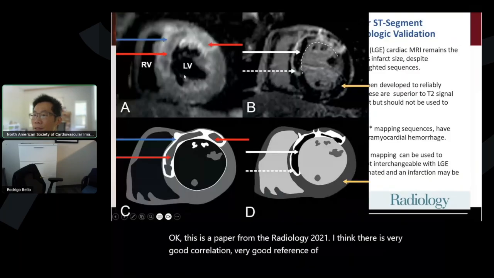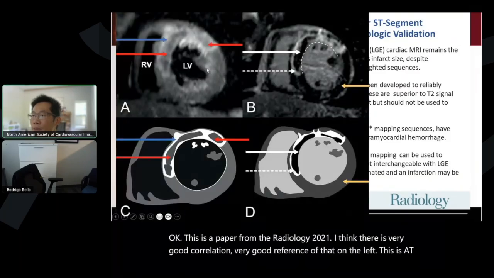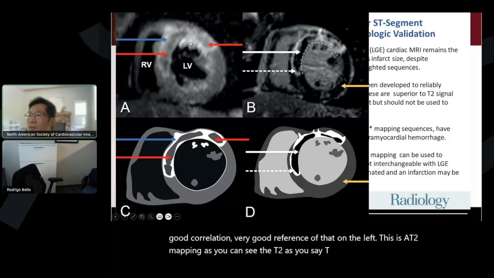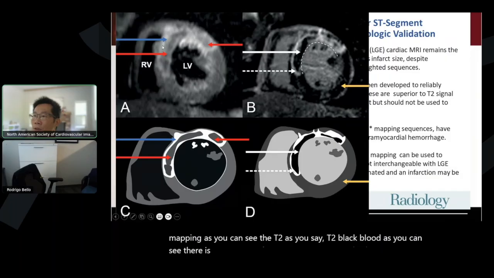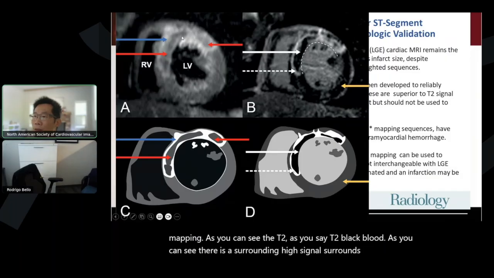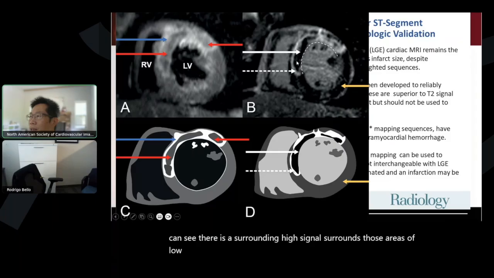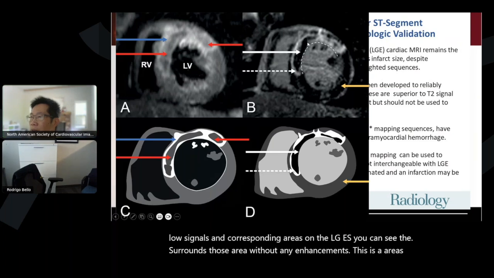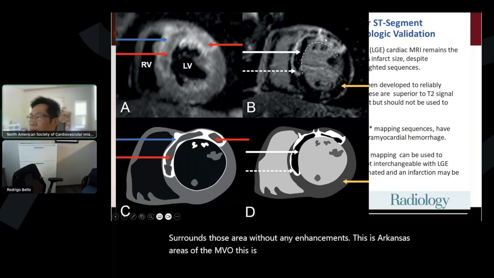On the left, this is a T2 mapping. As you can see, the T2, I should say, T2 black blood. As you can see, there is a surrounding high signal around those areas of low signal. And the corresponding areas on the LGE, as you can see, the LGE surrounds those areas without any enhancement. This is an area of MVO. This is another area of MVO right here over the anterior wall, involving the anterior lateral wall, as you can see corresponding areas right here.